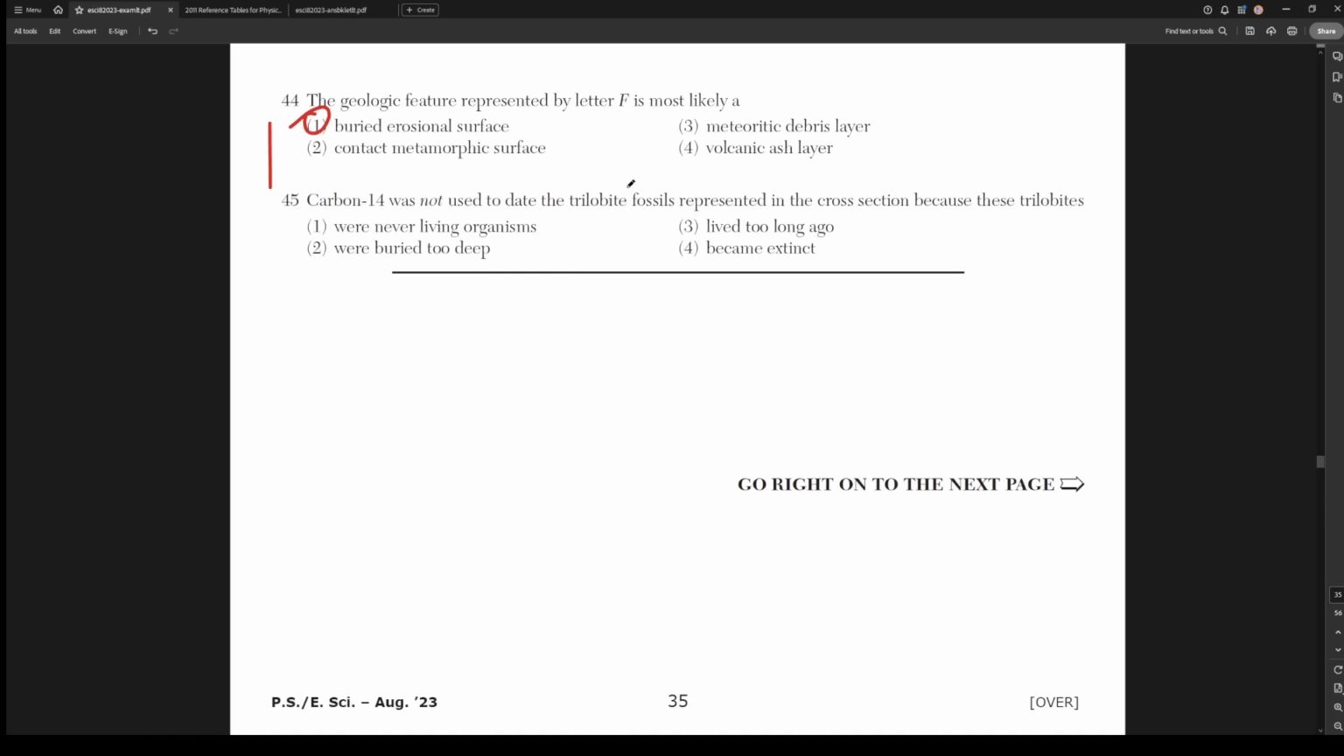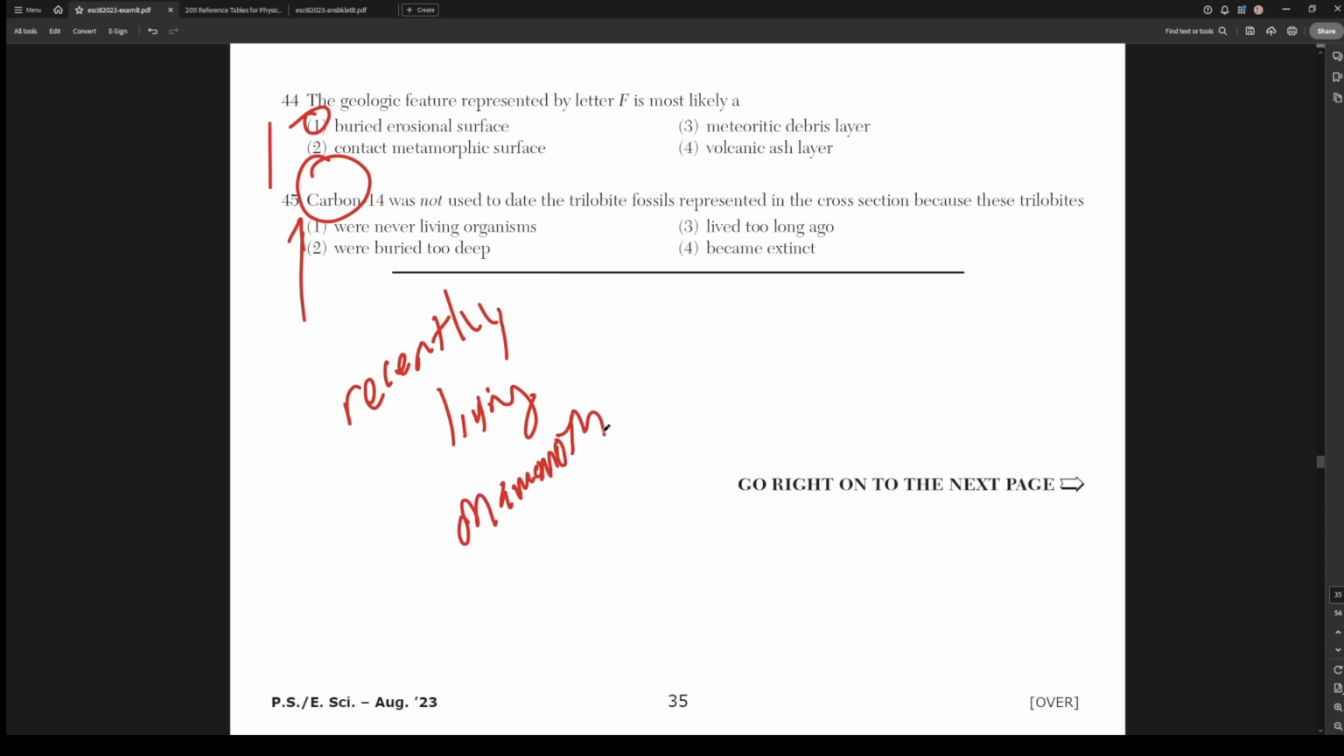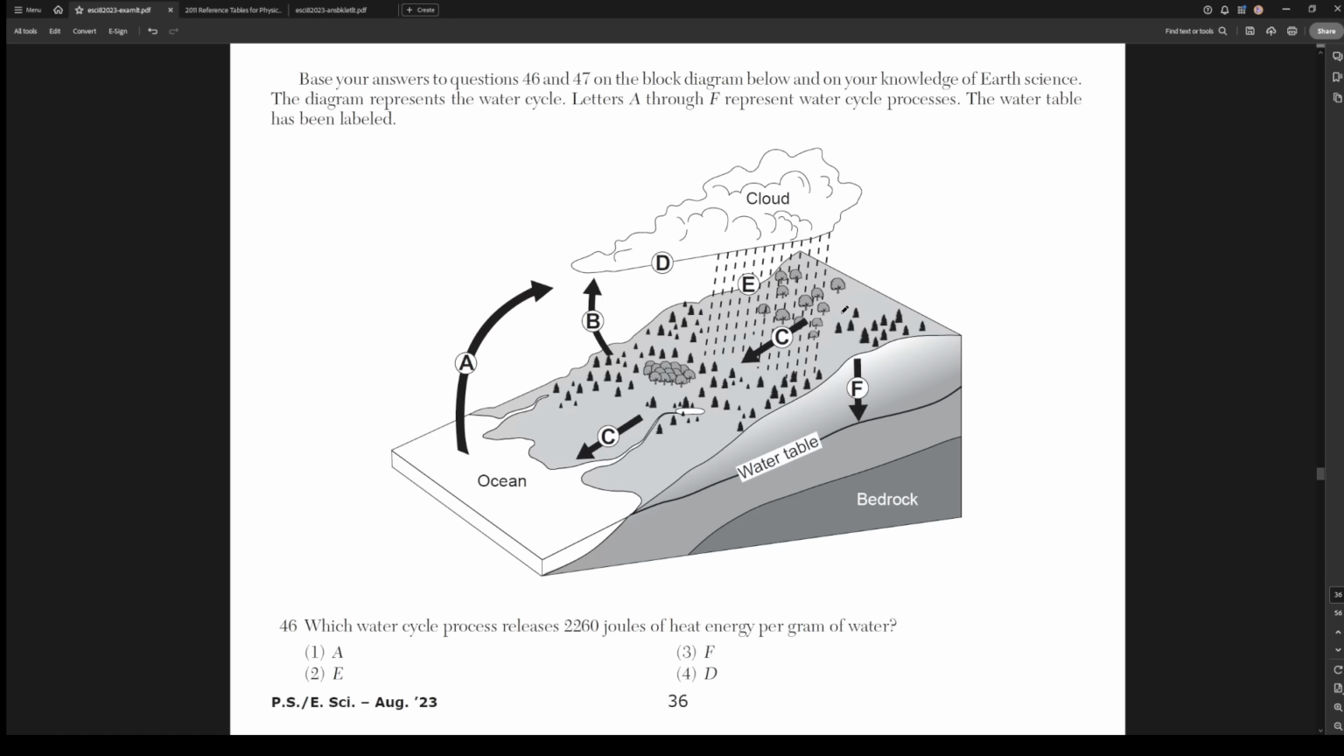Carbon-14 was not used to date trilobite fossils because the trilobites... Yeah, so this is for recent things. So recently living, maybe people, mammoth fossils, things like that. Trilobites are way too old to be using carbon-14.